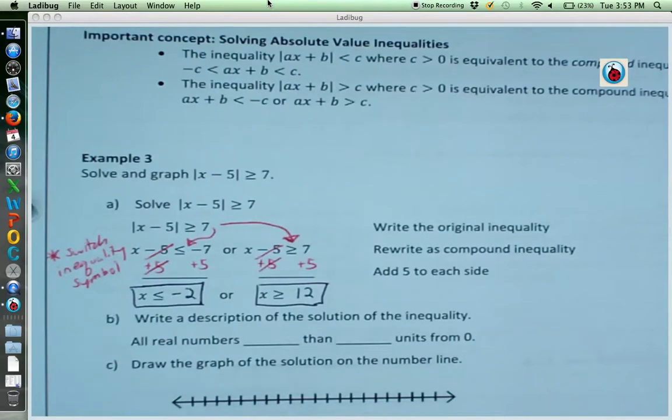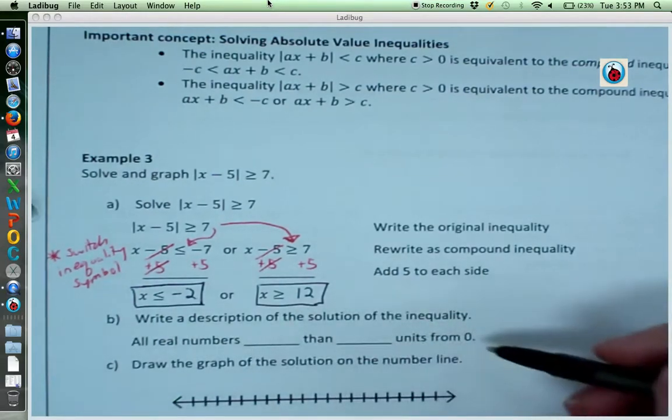All right, we're going to write a description of the solution of the inequality.